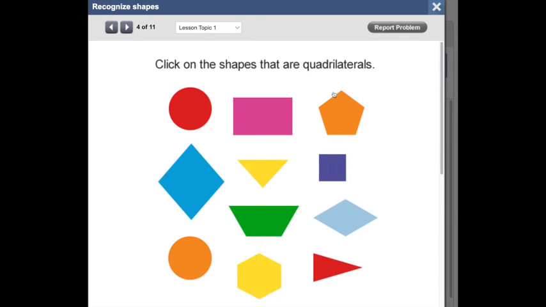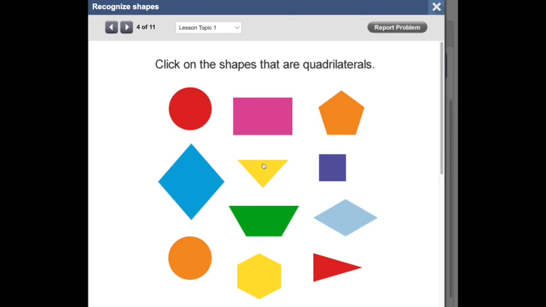This one is not a quadrilateral. 1, 2, 3, 4, 5 angles and 1, 2, 3, 4, 5 sides. So that, which we'll be talking about later, is a pentagon. It has 5 sides and 5 angles. Looking for the quadrilaterals, 4 sides. 1, 2, 3, 4. This blue shape has 4 angles and 1, 2, 3, 4 sides. You would click on that one. That is a yes for being a quadrilateral.